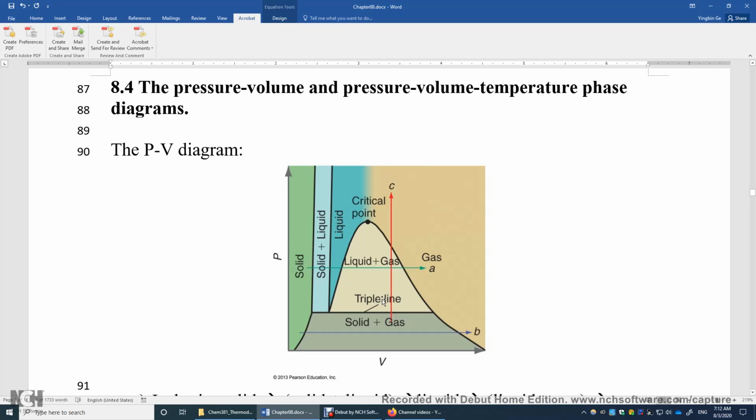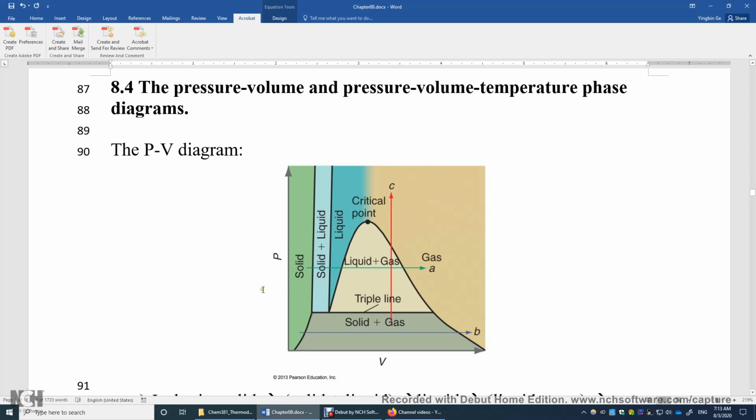If you further compress the mixture of liquid and gas, you get pure liquid, and then you compress it further, you get solid. This PV diagram is for most substances. Again, for water, you have to swap solid and liquid because the molar volume of ice is greater than the molar volume of liquid water.